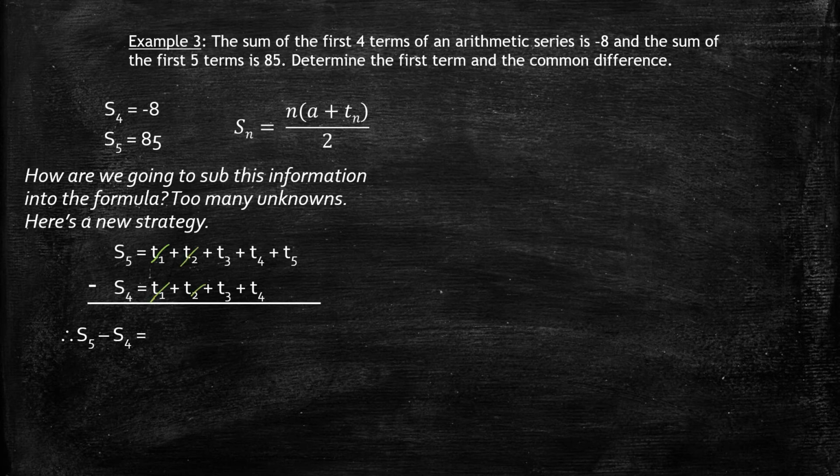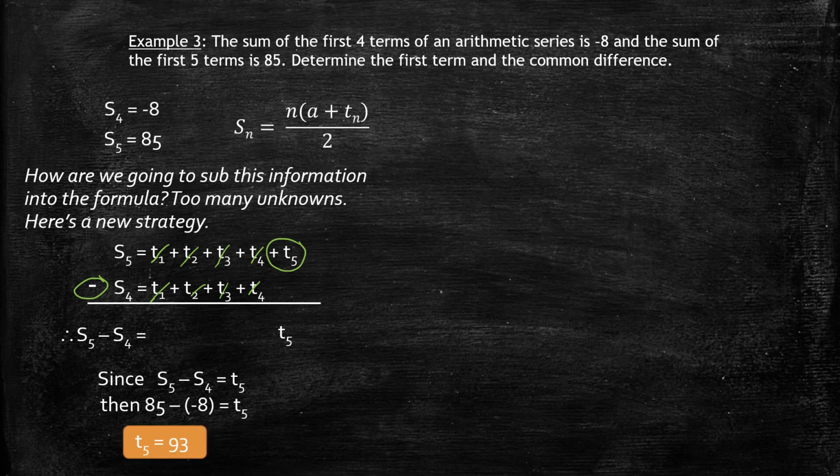Term 2 subtract, so we're subtracting. They're gone. Term 4 subtract term 4, they're gone. So we've got term 5 subtract nothing. So term 5 just comes down. So sum 5 minus sum 4 is just term 5. So what does that mean? Why did I do that? Look back up to the information we were given in the question. I know that sum 5 is 85, sum 4 is negative 8, so I now know term 5 is 93.